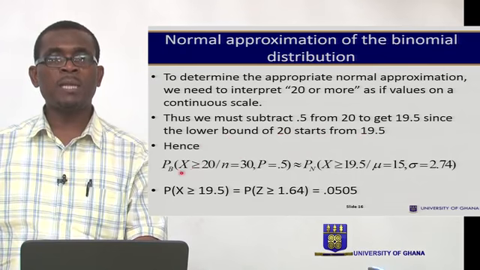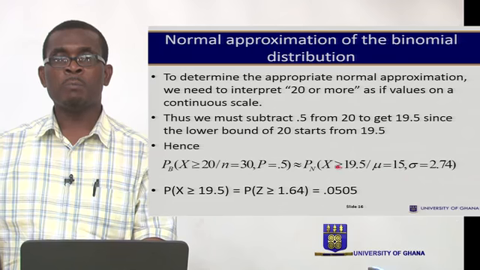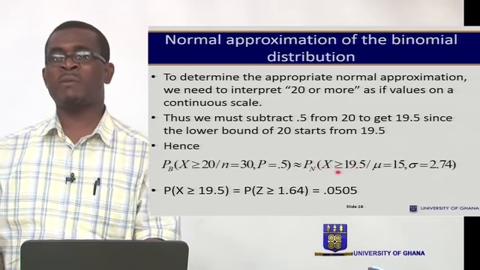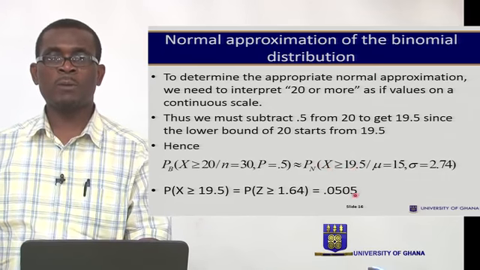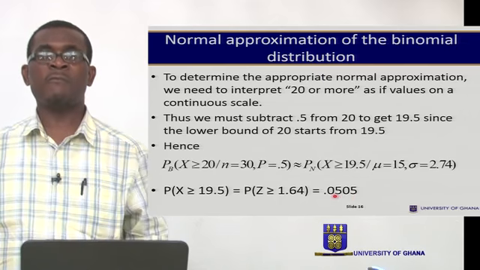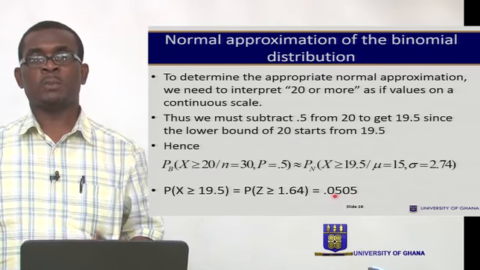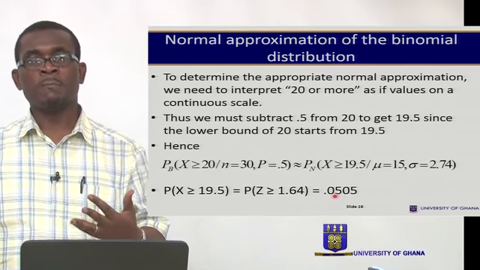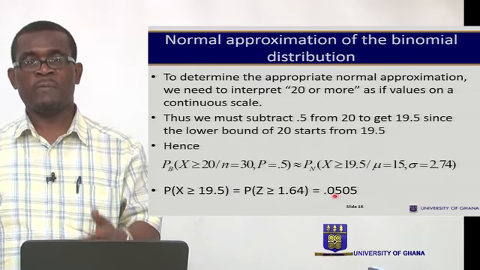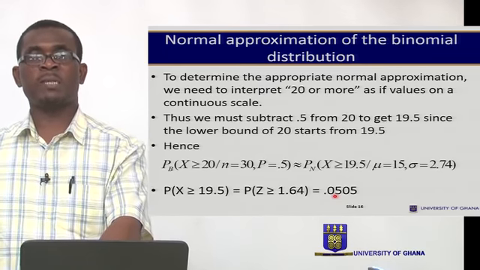So the probability that x is greater than or equal to 20 for the binomial must be equal to the probability of x is greater than or equal to 19.5 for the normal. And when you calculate it, you get 0.0505. It means the answers are very close. The first one was 0.049, which is the same as 0.05. And this is also 0.05. So it approximates fairly well.